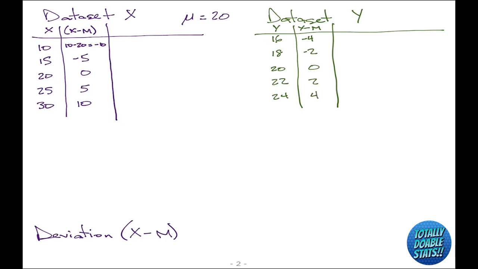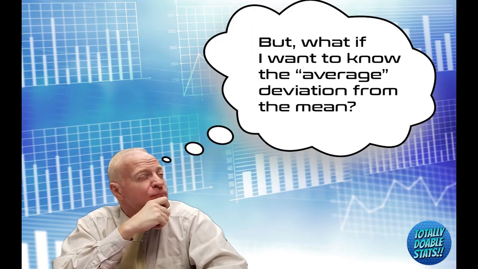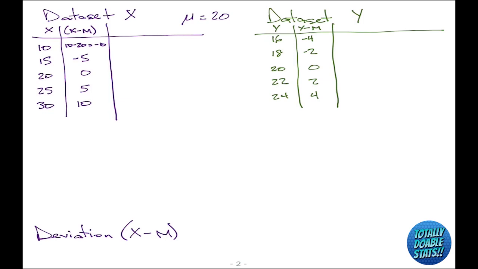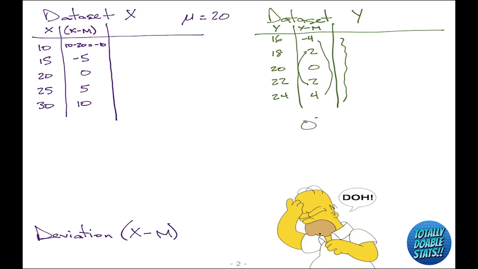Now we can see the variation of each of the data points. But if I want to talk about the variation of the entire set, then what I really want to do is figure out some kind of average deviation, right? What is the average deviation across the entire data set? That'd be a good piece of information to know. The problem is when I go to actually try to calculate the average, if I try to add up negative 4 and negative 2 and 0 and 2 and 4, well, these are going to cancel each other out, and these are going to cancel each other out, which leaves me with a 0.